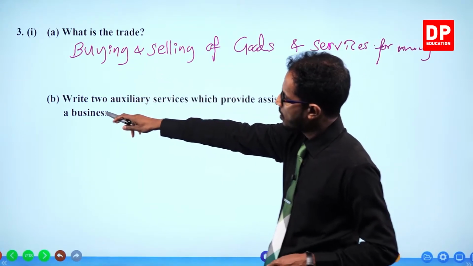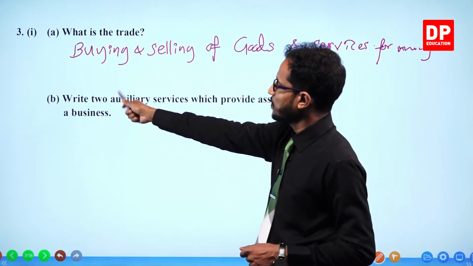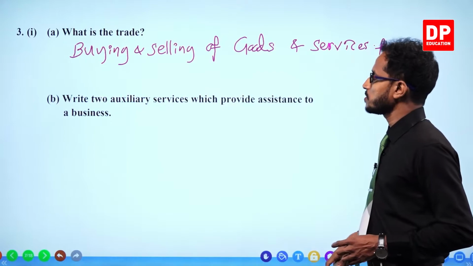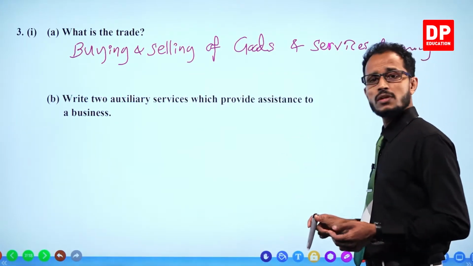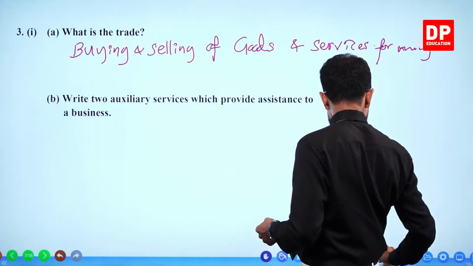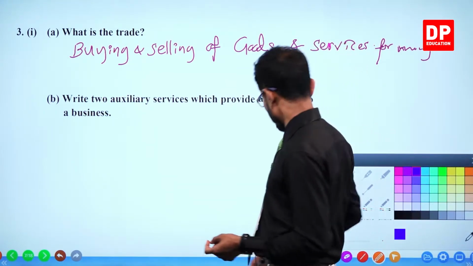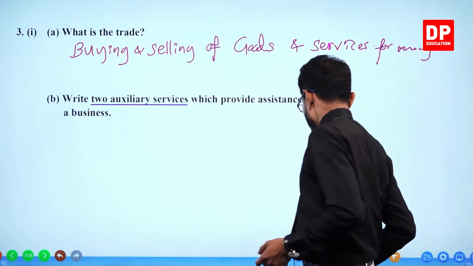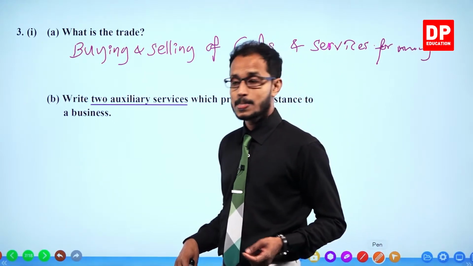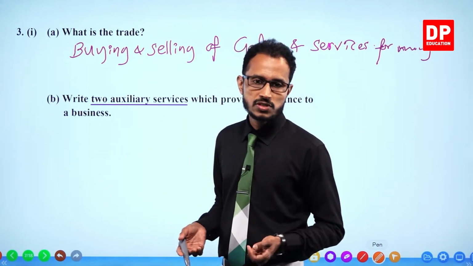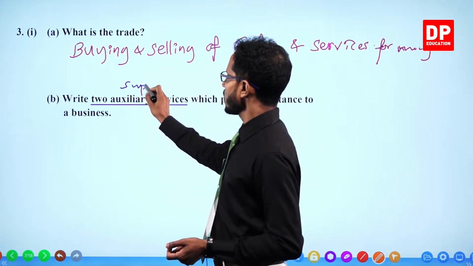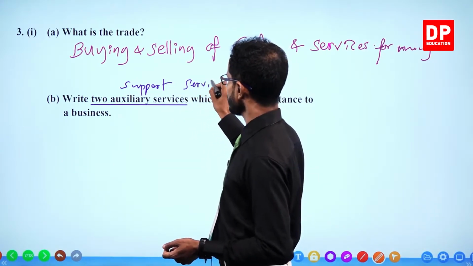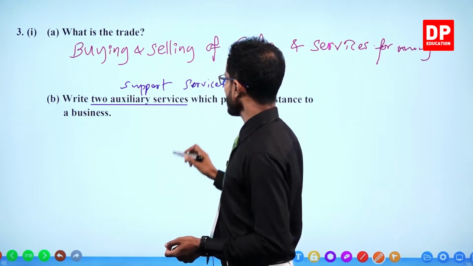Second part of third question, Roman number 1, A and B. They're asking to write 2 auxiliary services which provide assistance to a business. What are auxiliary services? If you don't know the word, I'll give you this: support services. Auxiliary services means support services.